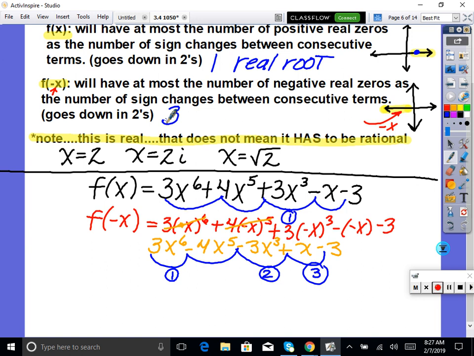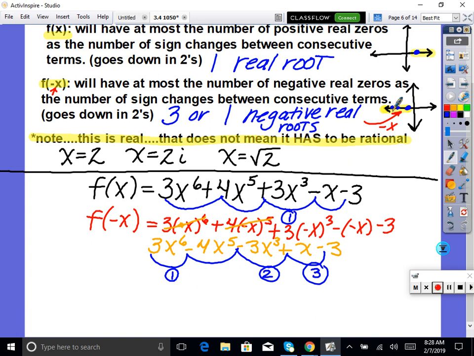So 3 or 1. Do you see how I subtracted 2, everyone? That's always what you'll do. You'll take the highest and subtract 2. So 3 minus 2, there are 3 or 1 negative real roots. So one of the following is going to happen. It's going to cross one time in the negative x-axis or 3 times.